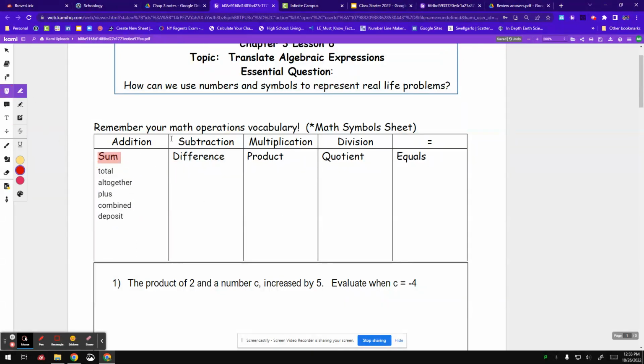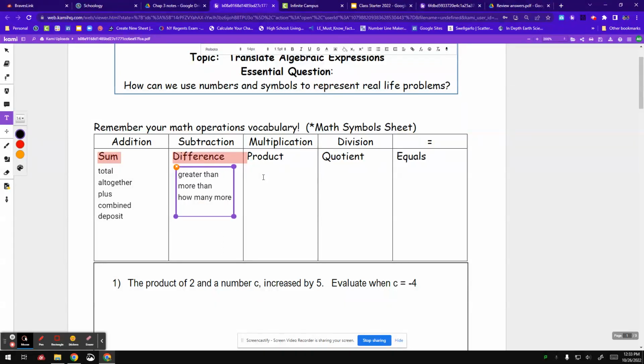All right, let's think of some subtraction words. Difference is probably the biggest one. As soon as you see find the difference, you know that you're going to subtract. So difference, obviously, subtract tells you to do that. Anything like how much greater than, how much more than, how many more, how much taller, how much longer, how much shorter. Anything like that indicates that you're going to do a subtraction.